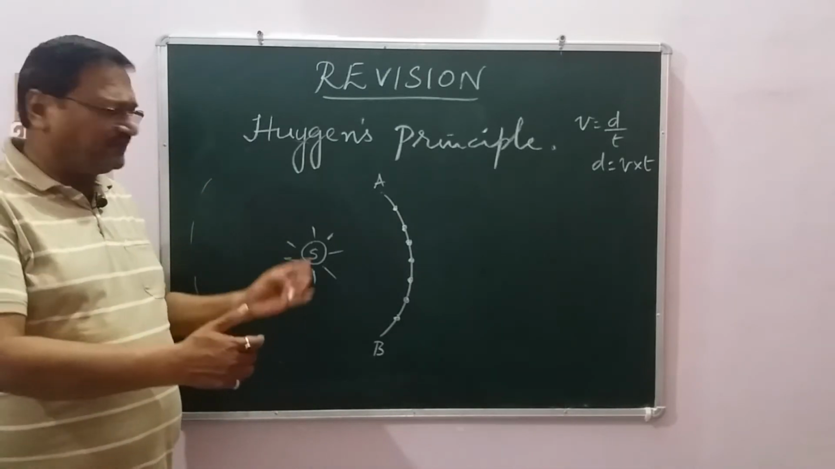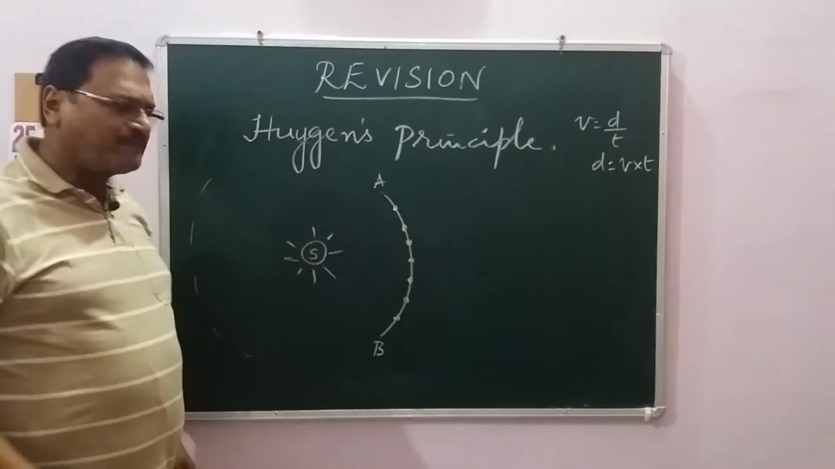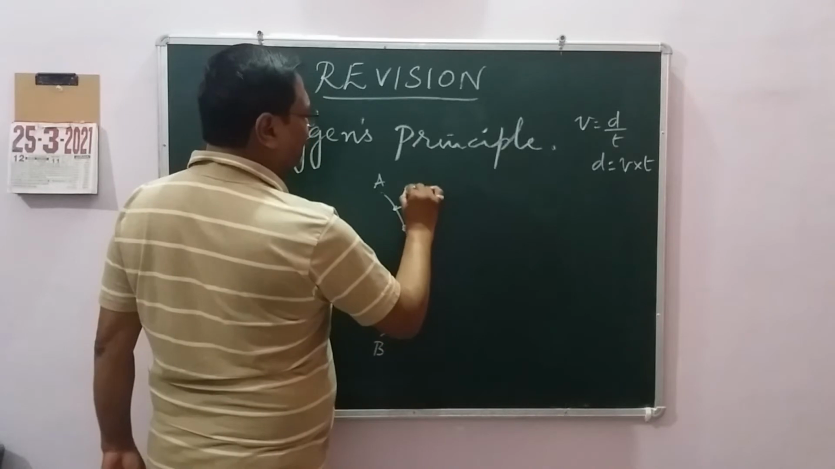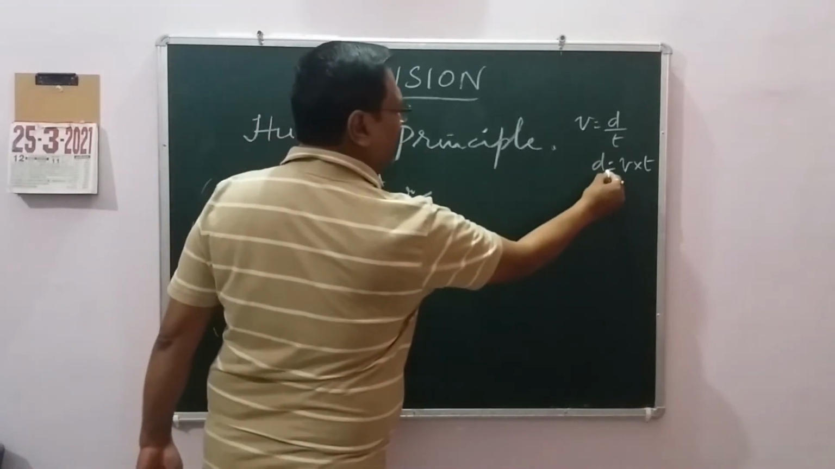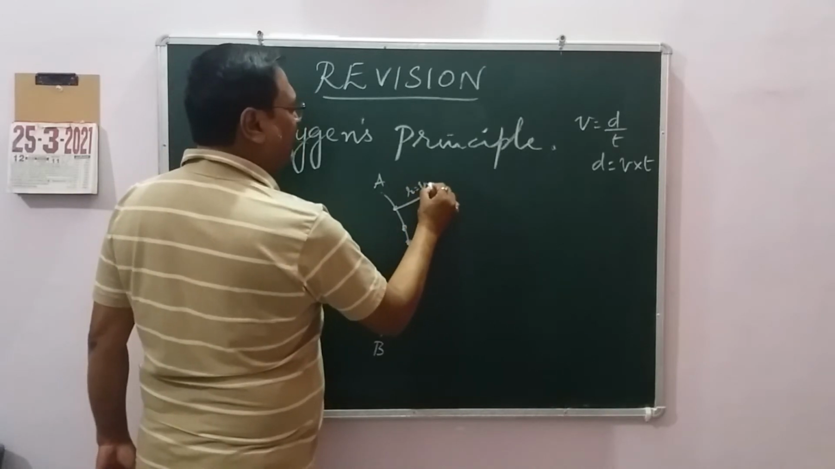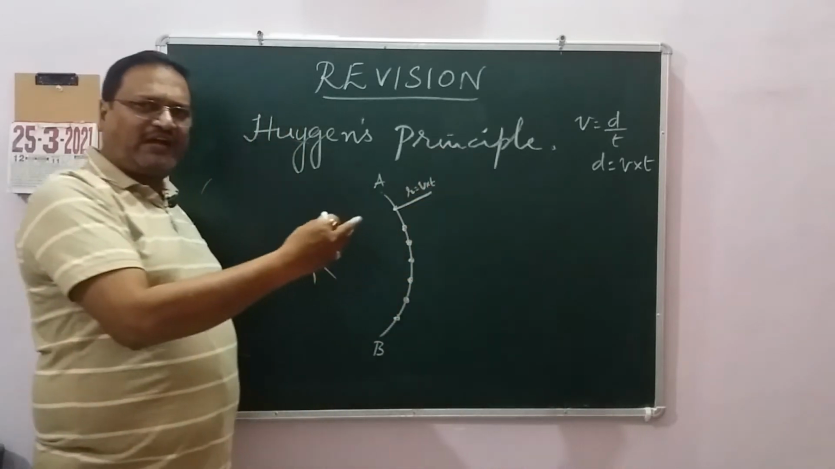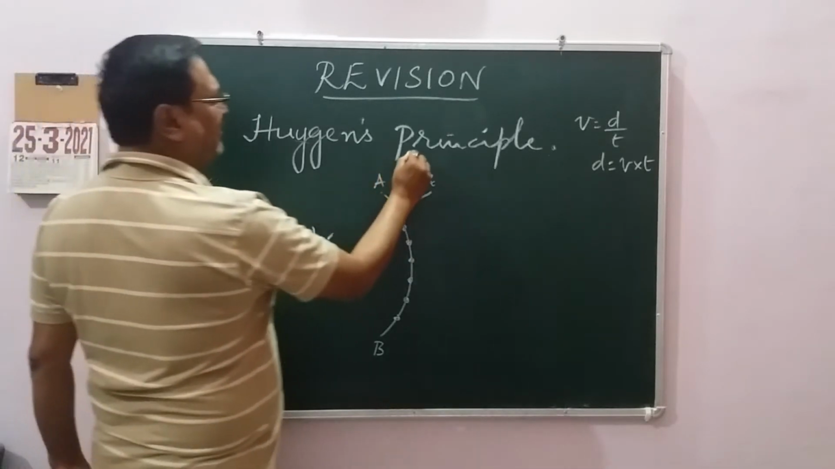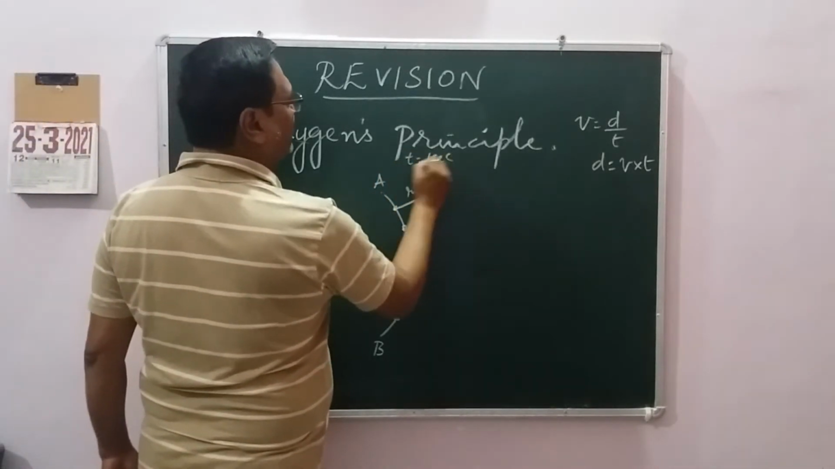What is the secondary wavelet? The next one which we are going to talk about. Now, if I take this point and I take the distance here as r, and what is the velocity in this particular medium multiplied by time. Let me fix it. After 1 second, what is the new wave front? If I say time as 1 second, what is the new wave front?